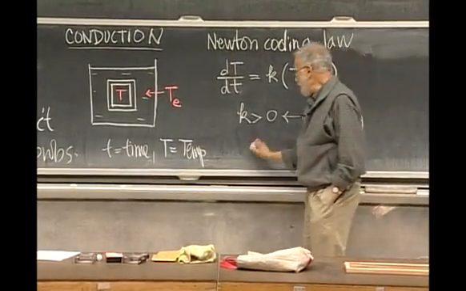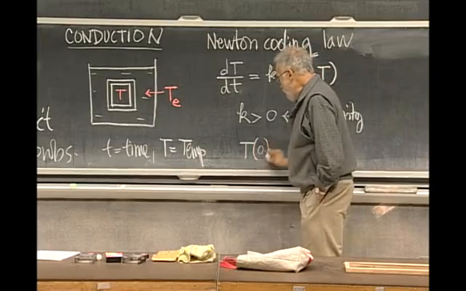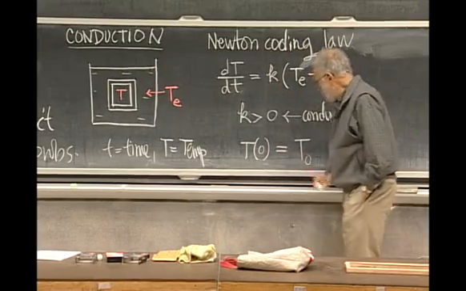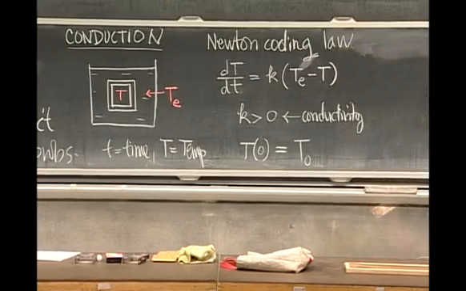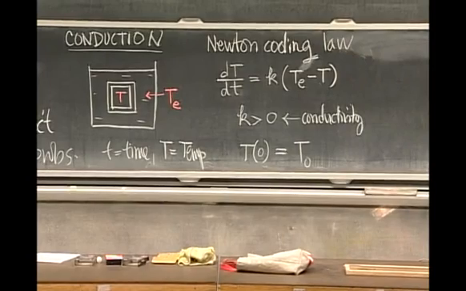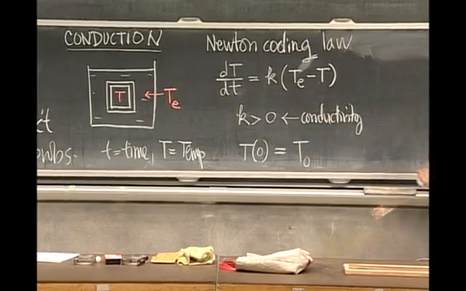It will probably have an initial condition, so it could be that the temperature at the starting time should be some given number T0. But the condition could be given in other ways. One could ask, what's the temperature as time goes to infinity, for example? There are different ways of giving that initial condition. Okay, that's the conduction model.